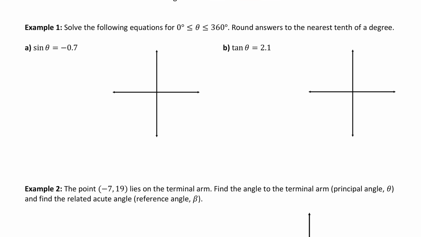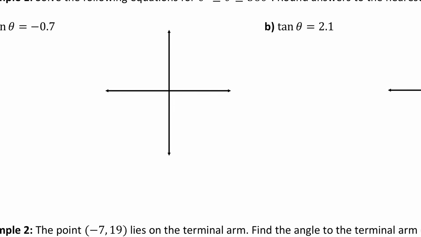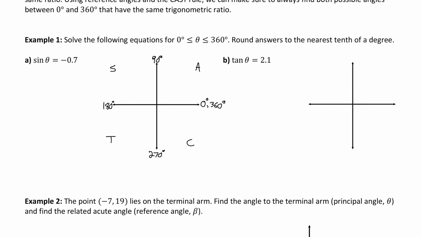equations. Example 1 says solve the following equations for theta between 0 and 360. Round answers to the nearest tenth of a degree. So we want to figure out what angle or angles have a sine ratio of negative 0.7. Let me start by setting up this Cartesian grid. I'll label the initial arm 0 degrees, and then as I rotate counterclockwise, I'll label at 90-degree intervals. I'll also label the CAST rule, and now I'm going to try and figure out where my two answers are going to be. There are going to be two angles that have this exact sine ratio.